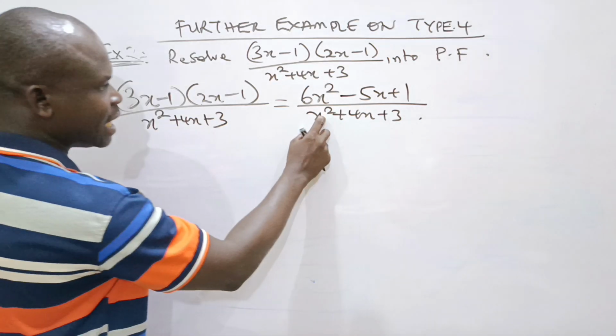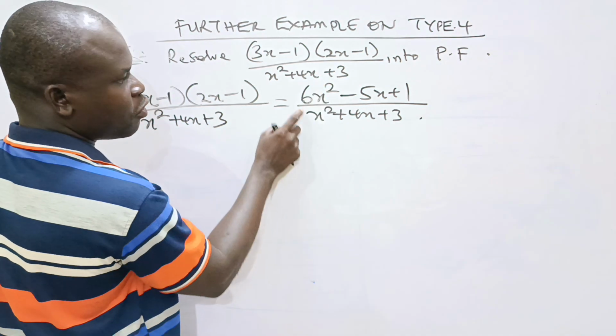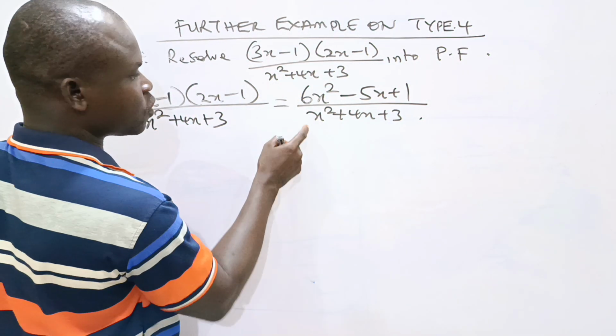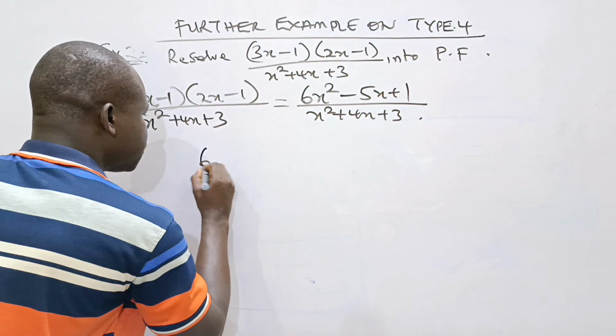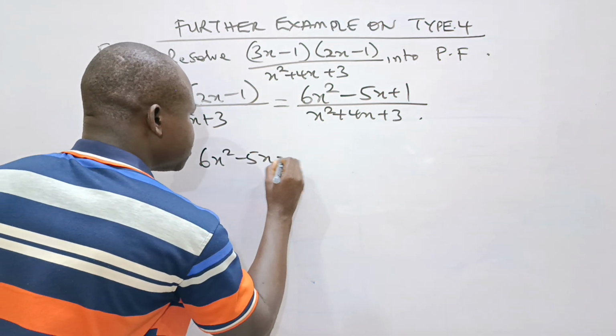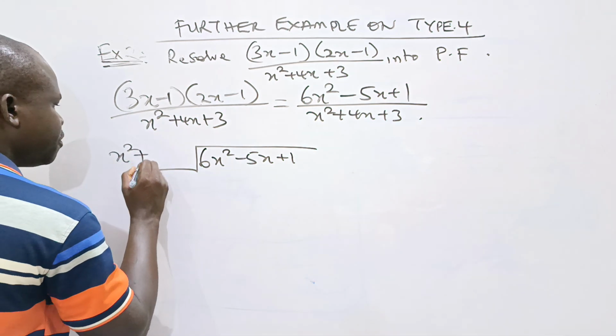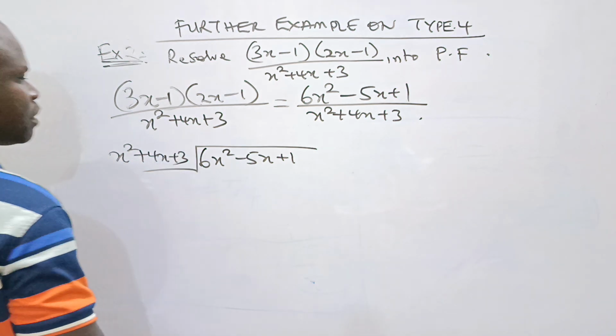You realize that they have the same degree, the same power, but the coefficient of the highest degree at the numerator is more than the denominator. So we first use the long division method. I'm going to have 6x squared minus 5x plus 1 divided by x squared plus 4x plus 3. That's what I'm going to get.